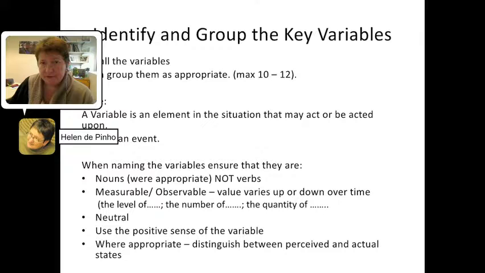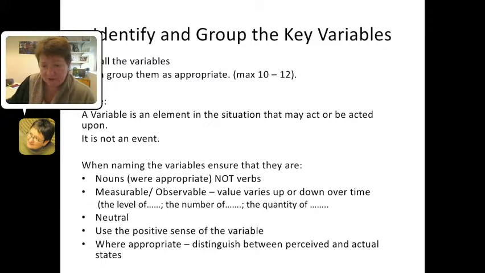Once you're satisfied with your rich picture, you need to move on to step 2, which is identifying the key variables. Look at your rich picture and list all the variables that you can identify that are key to this situation. Remember to note that a variable is defined as an element in a situation that may act or be acted upon. It is not an event.